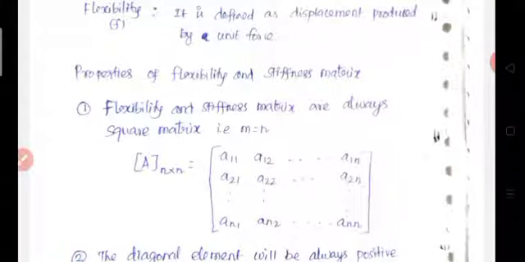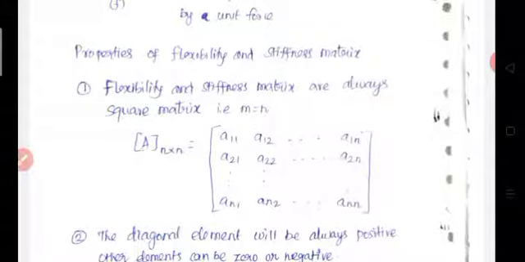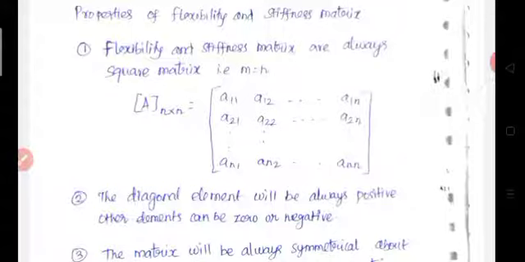Now let us see the properties of flexibility and stiffness matrices. These are very important. First one, the flexibility and stiffness matrices are always square matrices. When will you say a matrix is a square matrix? Square matrix means the number of rows and the number of columns are equal. So it may be 2 by 2, 3 by 3, 4 by 4 kind of things.